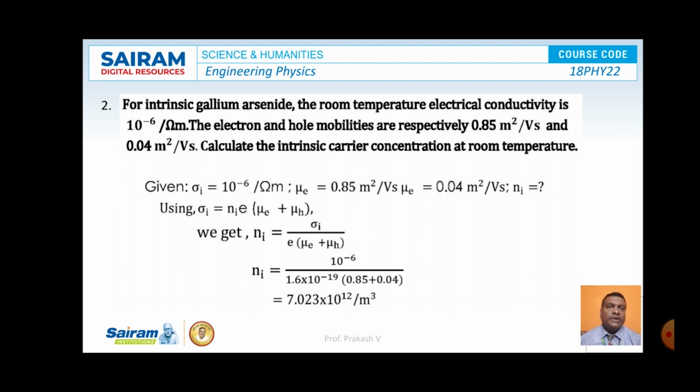Now substitute the values of sigma i, mu e and mu h. On simplification, the value of Ni is equal to 7.023 into 10 to the power of 12 per meter cube. So this is the value of Ni, that is the intrinsic carrier concentration at room temperature.